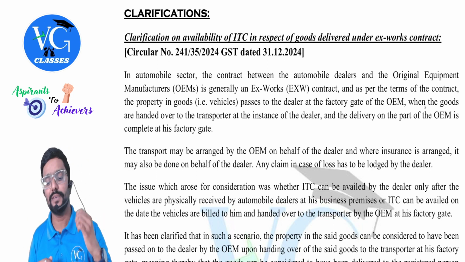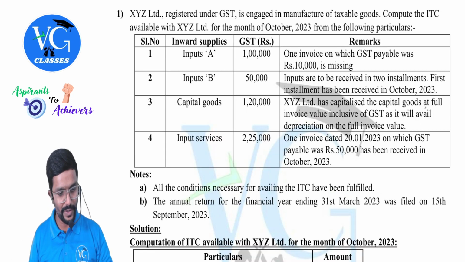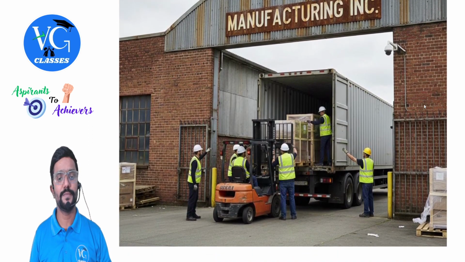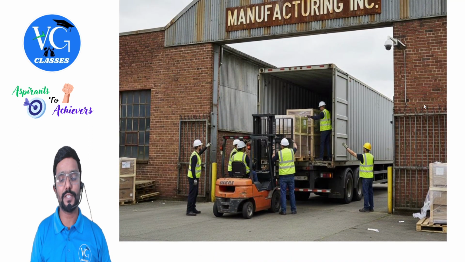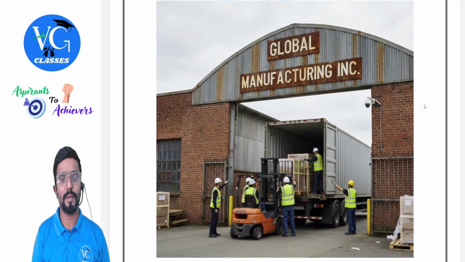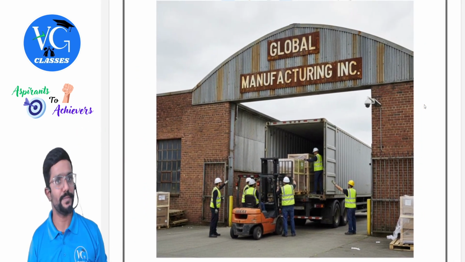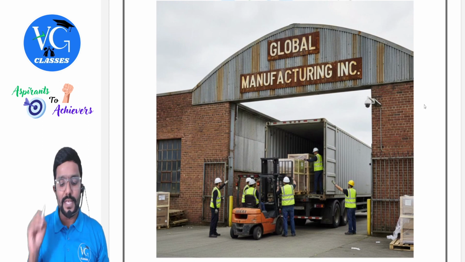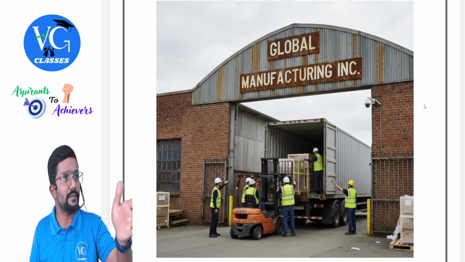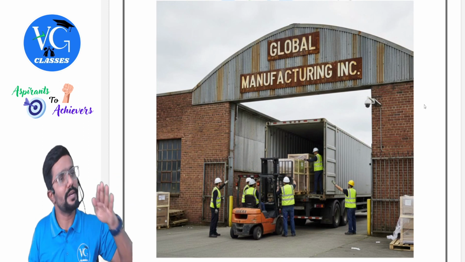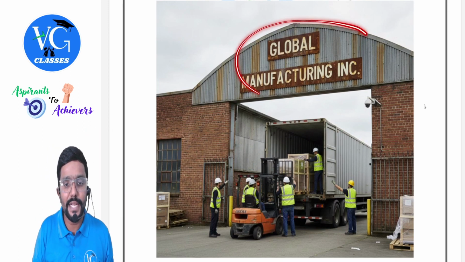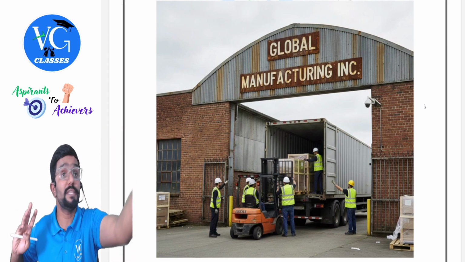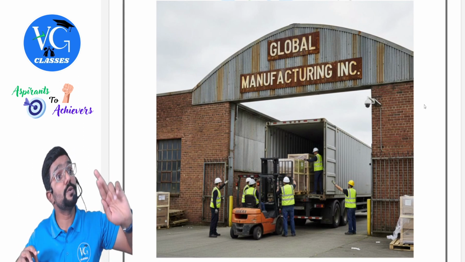Sir, what is it? Guys, I will just give an example. Please listen. So let us try to understand with an example. Ex-works contract means, see, assume this is the factory gate of the supplier. The supplier is sending the goods to the recipient. Now, if it is an ex-works contract, once the supplier handed over the goods to the transporter. Now, who is sending the goods? Supplier. Through what? Transporter. Now, at the factory gate of the supplier, if he handed over the goods to the transporter, not to the recipient. The recipient has not come to the supplier's place. He is sending the goods to the recipient's place.